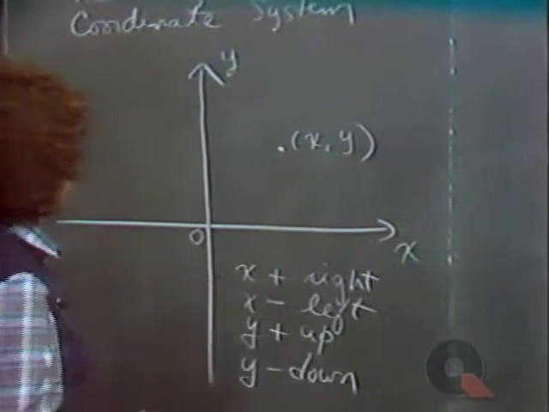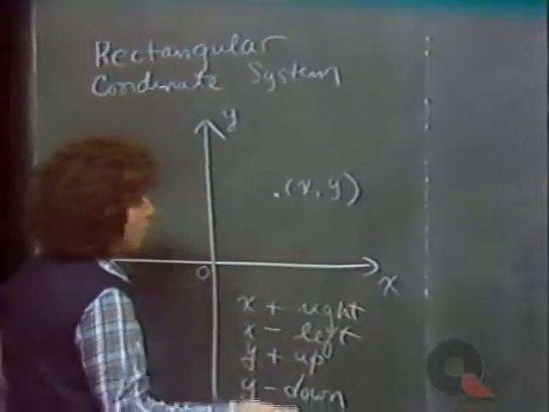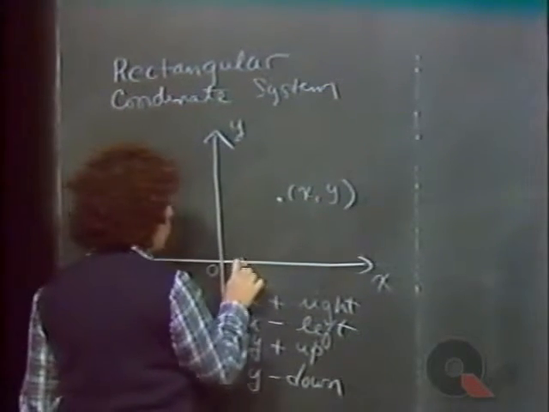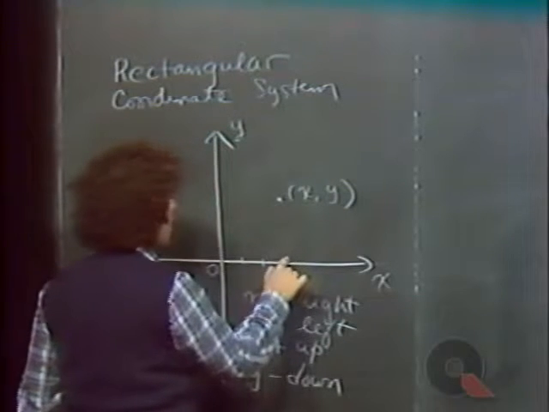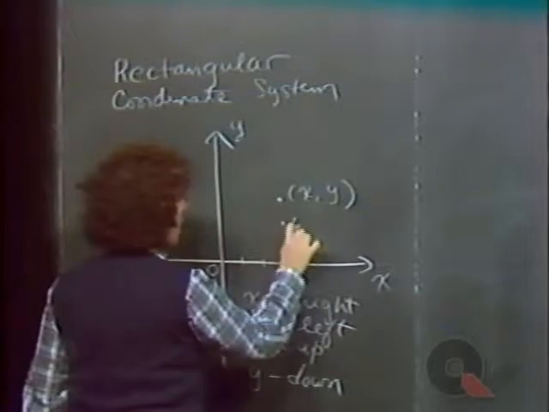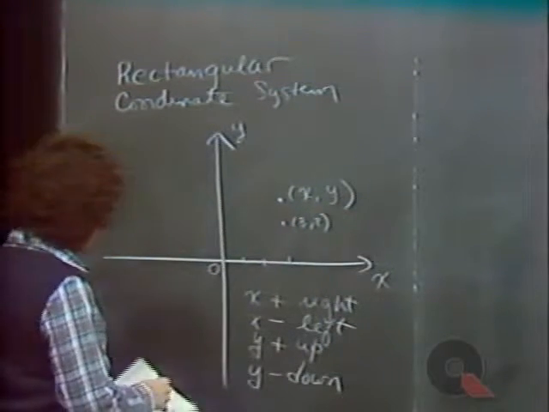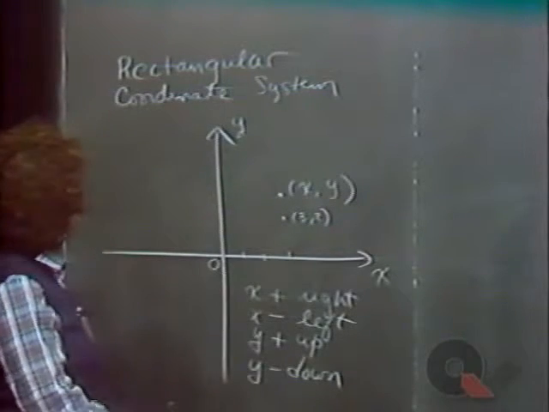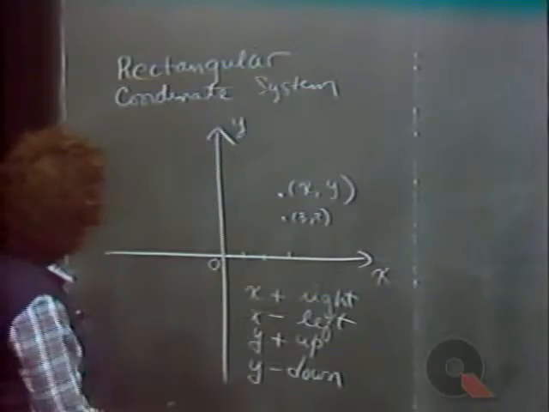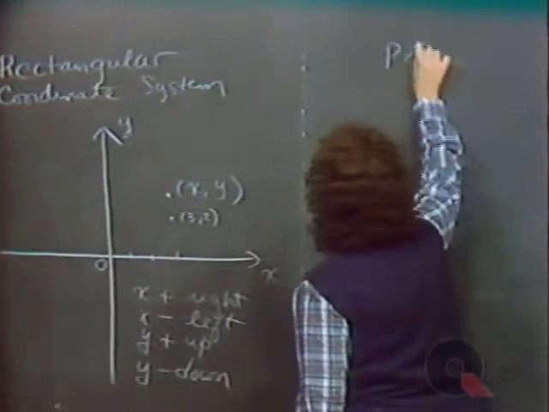For example, if he wanted to get to the point, say, 3, 2, that's what's written on the sheet, he would move to the right 1, 2, 3 units. And then from that point, he would move up 1, 2 units. And here we have the point 3, 2. Okay, now, you're familiar with this coordinate system. However, it is not the only coordinate system that is possible. Another coordinate system which we use is the polar coordinate system.